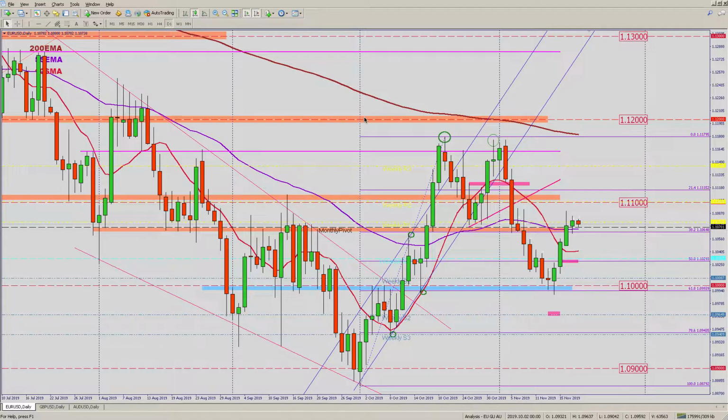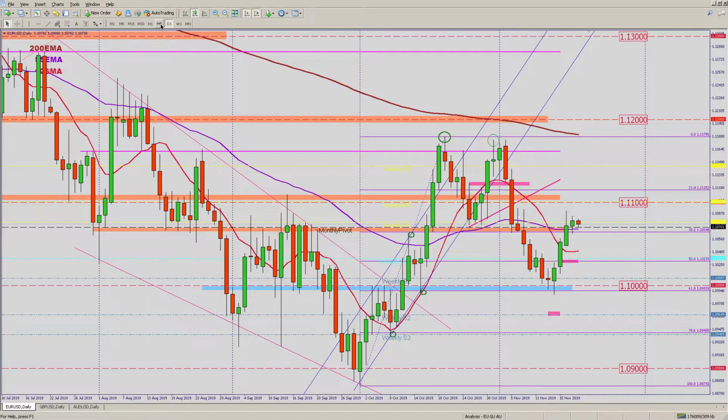Let's start off with the Euro Dollar here. After a follow through from the end of previous week, Euro has recovered somewhat to retest the previous swing highs, but now has consolidated and settled around the monthly pivot as well as the weekly R1 pivot level.